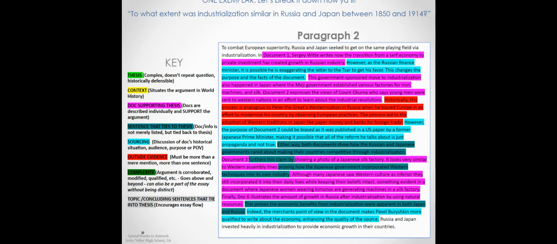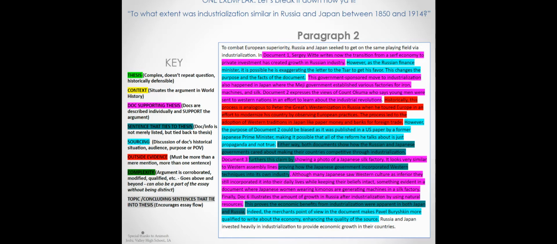So he talks about government-sponsored moves to industrialization in both Russia and in Japan. And he's actually sourced 3 of the documents in here. So he talks about the point of view of the Russian finance minister, the purpose of the former Japanese prime minister, and the point of view again of a merchant. So you can use the same part of HIPP, or APP as we're calling it now. You can use the same component more than once. That is perfectly fine. We also see an example of outside evidence.